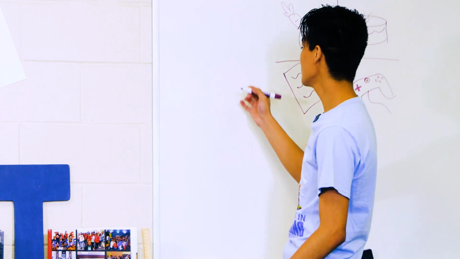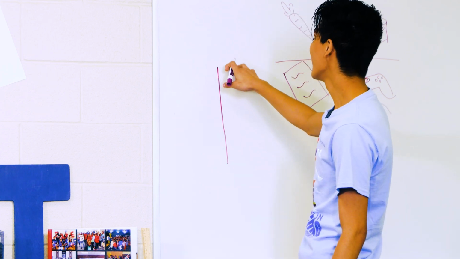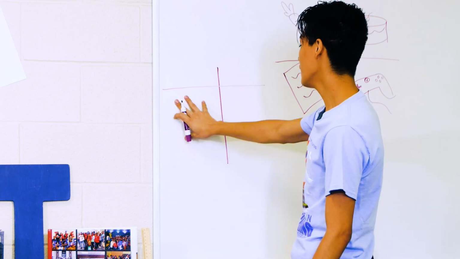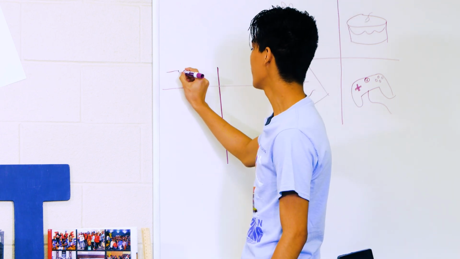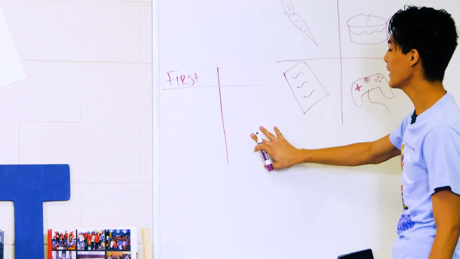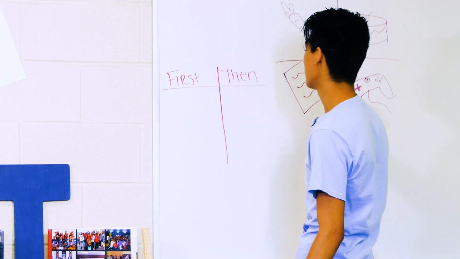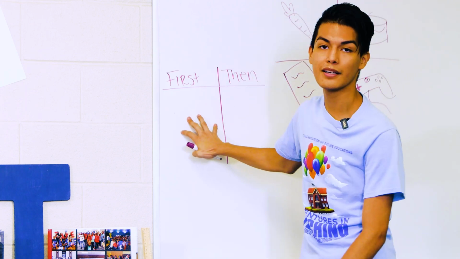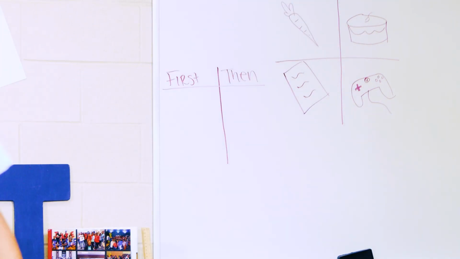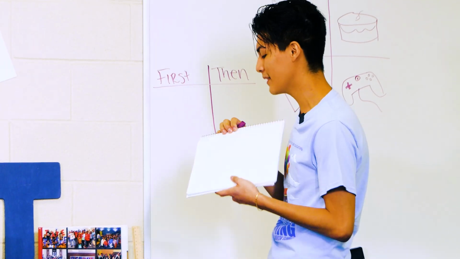All right, so first, we're gonna draw a lowercase t. We're gonna draw a line going down, a line going across, okay? Then on the left side, we're gonna write first, F-I-R-S-T. On the right side, we're gonna write then, T-H-E-N. Now, of course, you don't need a whiteboard to draw this. You can easily use a notebook or any type of paper that you have at home. Printer paper, everything is okay.